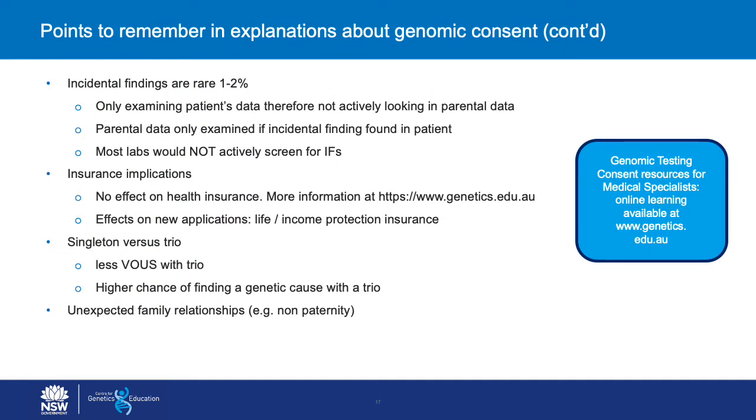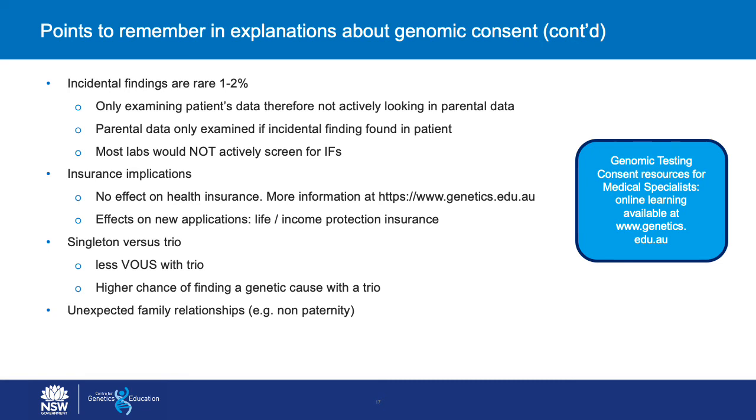To continue points to remember, incidental findings may arise. They are rare at 1 to 2%. However, it's important to point out to families that we are only examining the child's data and not actively looking at parental data. Parental data is only examined if incidental findings are found in the child. Different labs have different screening for incidental findings. It is important to check with your lab what approach they have to incidental findings.